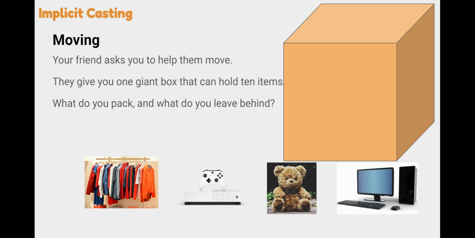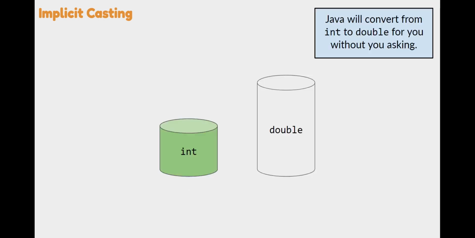You can throw it all in the box and you would still have plenty of room for other items. Java runs into a similar situation when you are asking it to cast between an integer and a double. On the left, we have a container holding an int. On the right, we have an empty container that can hold a double.